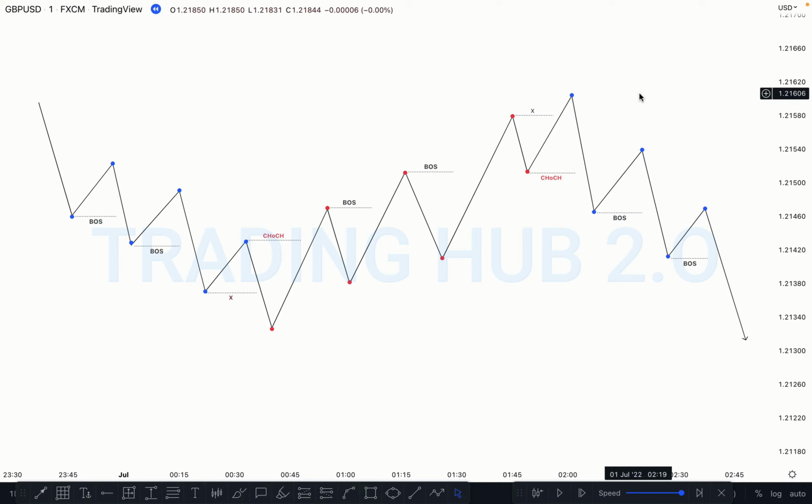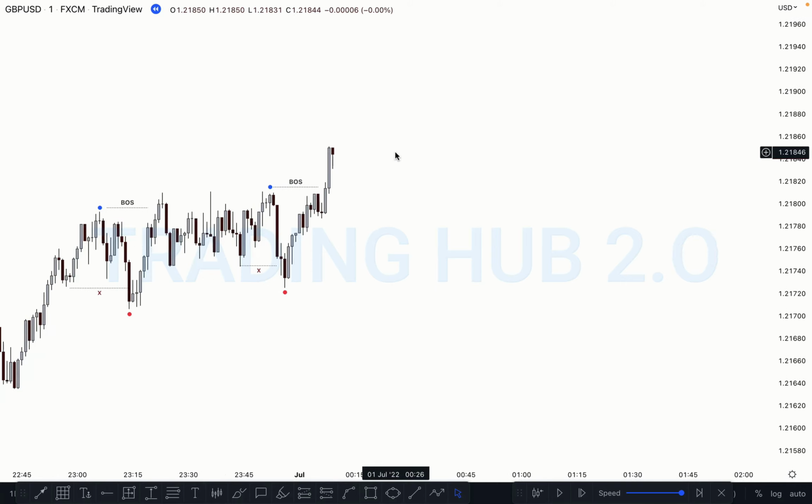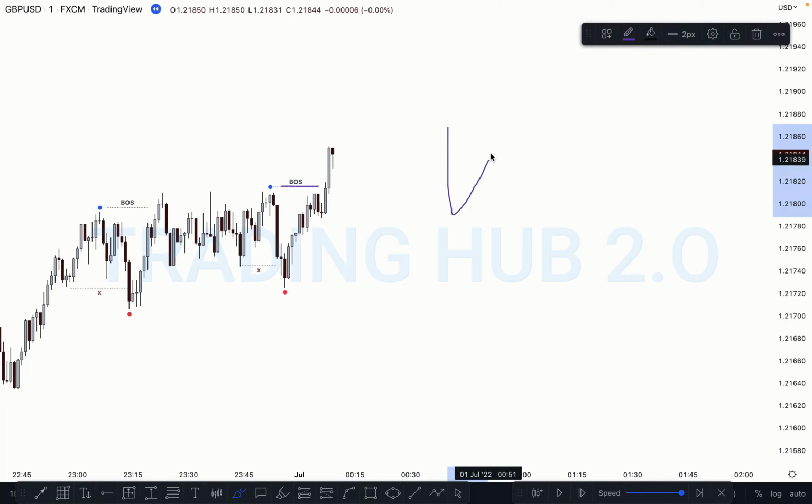Now let's see. After seeing this chart, you probably feel it's very difficult, but I will make it easy for you to identify them. First thing: the market is bullish. When the market breaks the structure in any direction, maybe in a bearish market, the market moves something like this, pushes downside and breaks the structure. So this is a low and this one is a BOS.